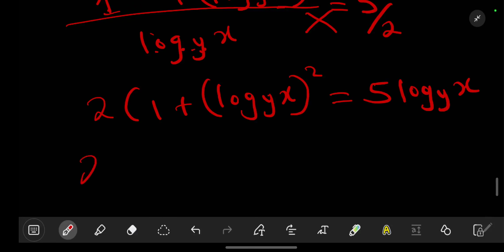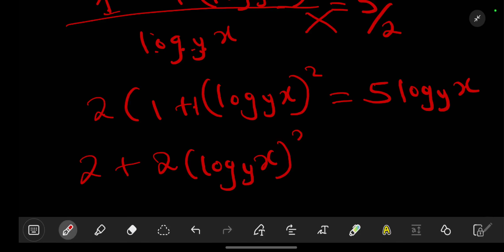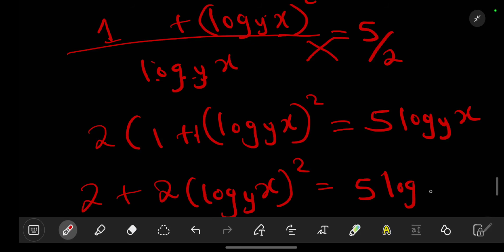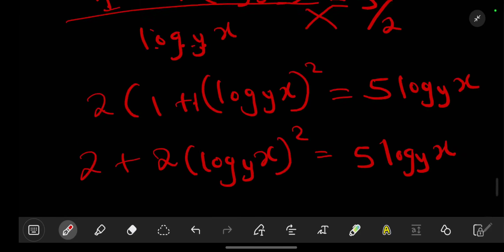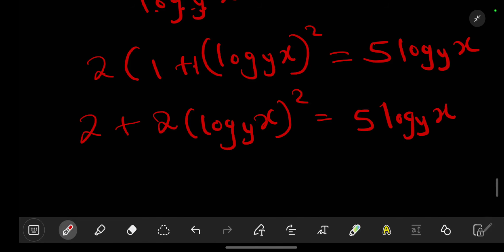2 times 1 will give us 2, plus we have 2 times 1 is 2. Then we have the log of x base y, squared, should be equal to 5 times the log of x of y like that. So that is what we are going to get. Then we have 2 plus 2, then the log of that.